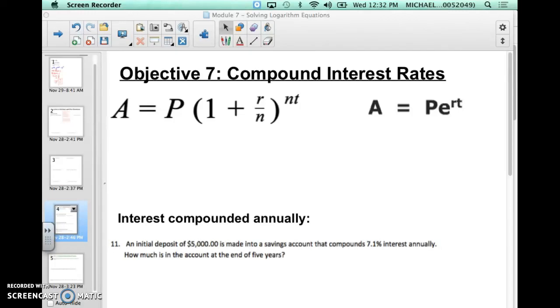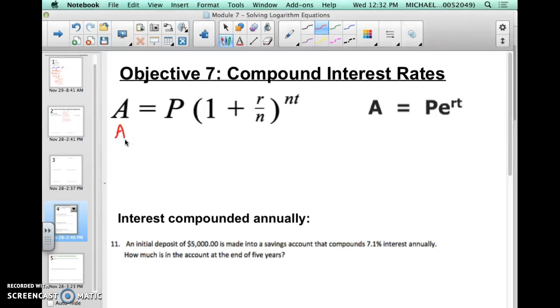Compound interest rates. For this video, we're going to work with two different formulas. The one on the left and right: A equals P times (1 plus r over n) raised to the nt, and then A equals Pe to the rt. Before I do any examples, I have to define what each piece of these formulas means. So I'm going to list out all the variables. There's an A, a P, an R, an N, and a T.